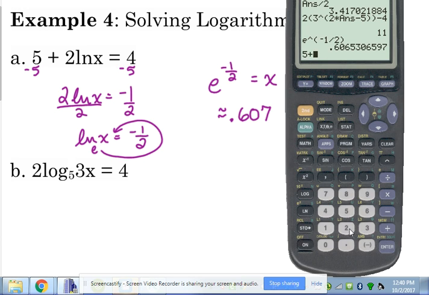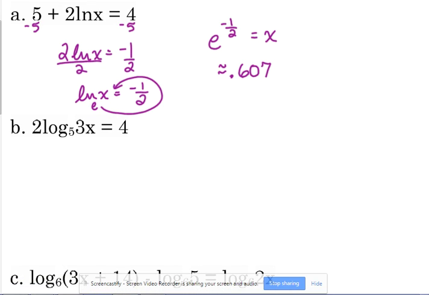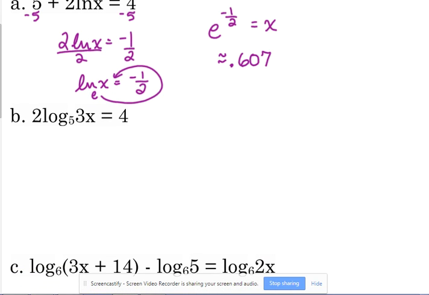So again, we can check it. 5 plus 2 natural log of the answer should give us 4. And it does. All right, let's look at B.